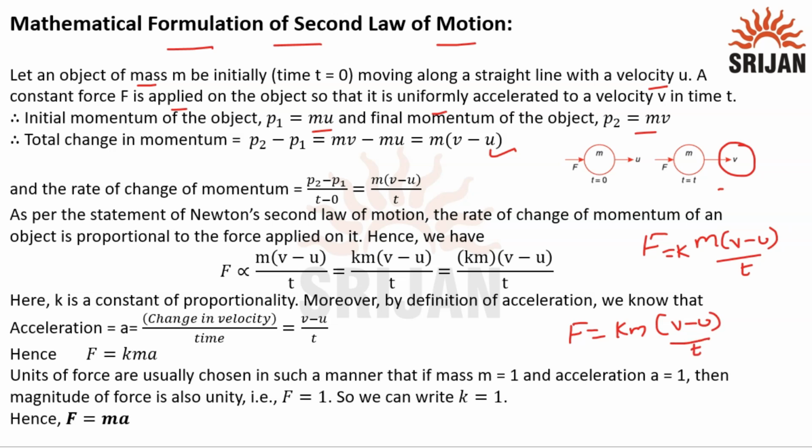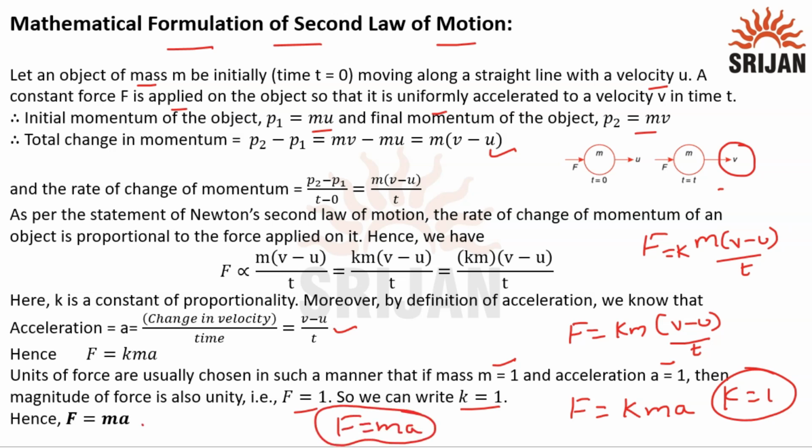Now we know that force equals m a, and acceleration is (v minus u) divided by t. So basically we will write F equals k m a, and we know that force is mass into acceleration. So if we put m equals 1 and a equals 1, then we get F equals 1, so k equals 1 also. Okay, so from here we get F equals m a. So this is the expression for Newton's second law.